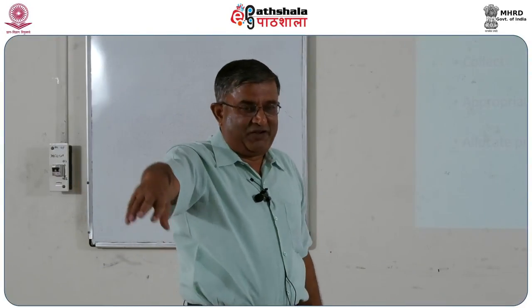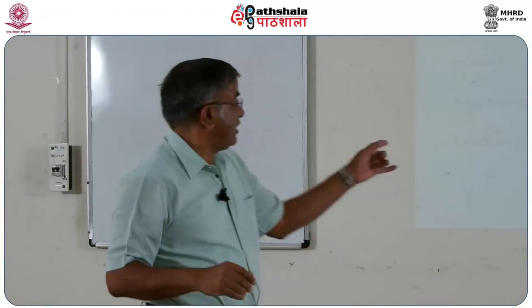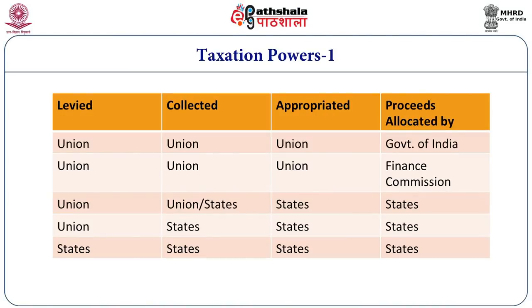And after he appropriates, somebody else may tell him, the money you have got, you have to divide among some people. Now, look at this table. As I said, you need to look at the subject and the object of each verb. Who levies what? Who collects what? Levied, collected, appropriated, and proceeds allocated by. See, there is a tax which the Union collects, appropriates, and keeps the proceeds with itself. These are called central cesses. It levies the cess by law, collects it, appropriates it for its own use, and the proceeds are allocated by the Government of India after it collects.